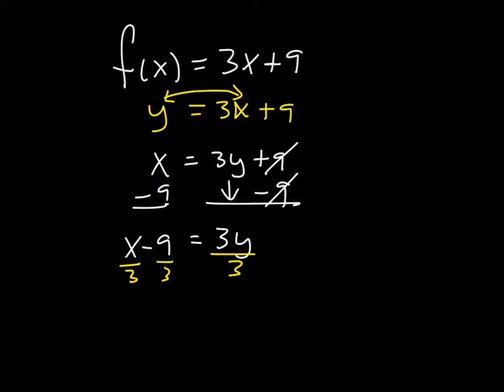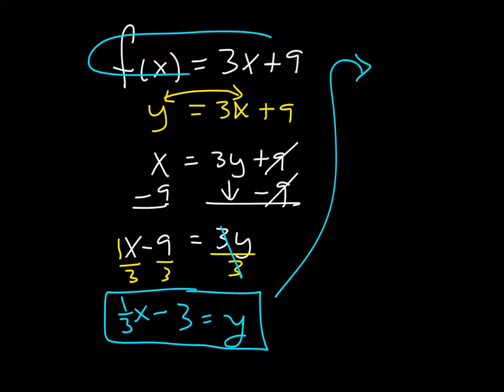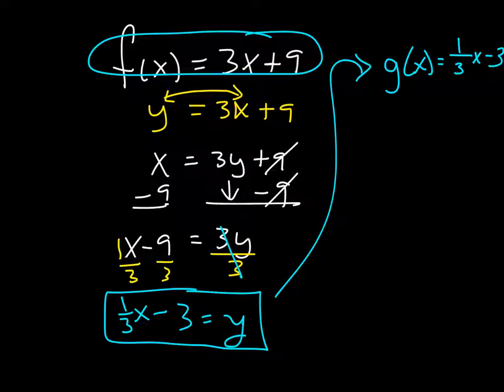Now, I just want to recall that beside the x, there is an understood 1. So when I rewrite this, I end up getting y is equal to 1/3 x. Notice I brought the x to the front. Minus, and 9 divided by 3 is 3. And this is my inverse. Now, I'm going to change that y to a g of x. So the inverse of this function here is g of x equals 1/3 x minus 3. And that is it.